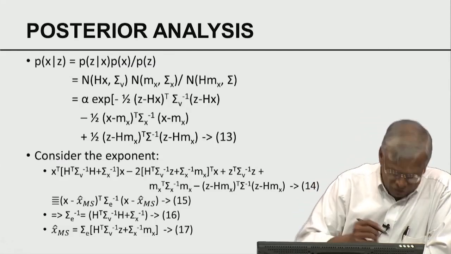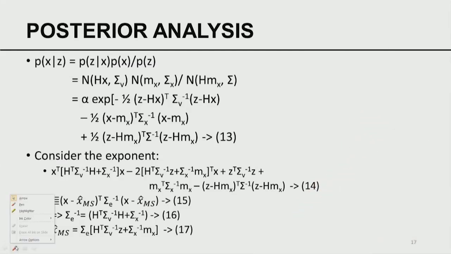So now I would like to be able to do posterior analysis. This is the posterior distribution, obtained by invoking the Bayes rule. So this is essentially a statement of Bayes rule. Each of them are normal distributions. Remember that this is exactly what we did in the scalar case as well. It is the ratio of the numerator, the product of two normal distributions, and the denominator, another normal distribution. So, a ratio of normal distributions.